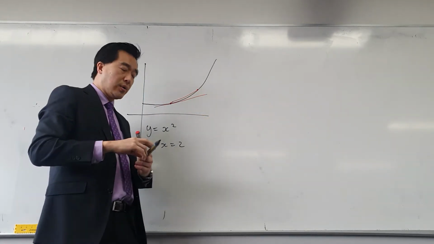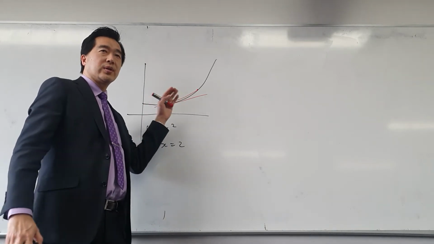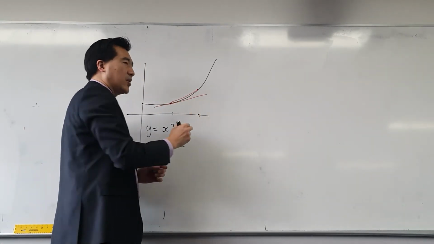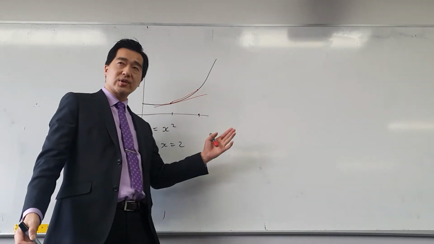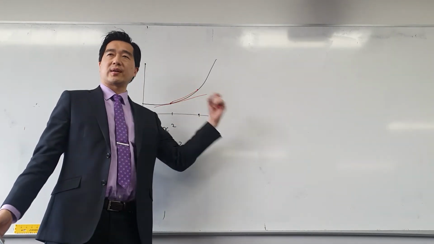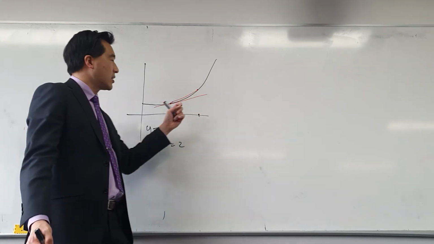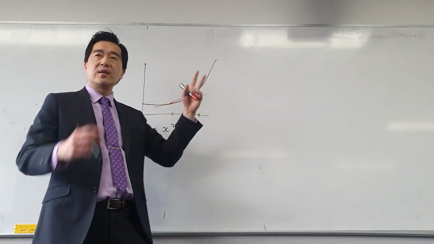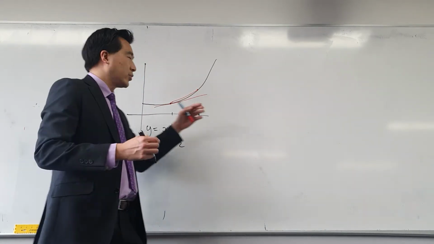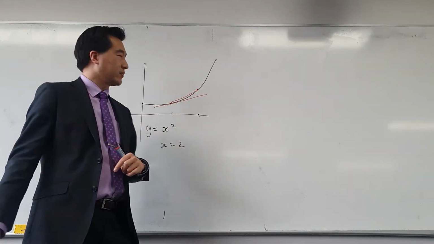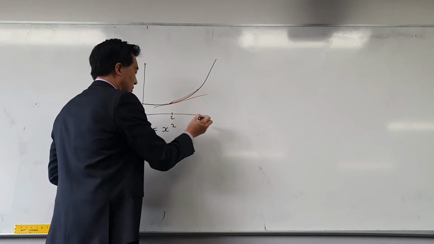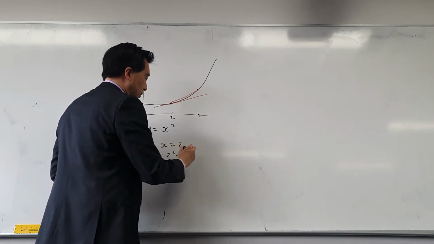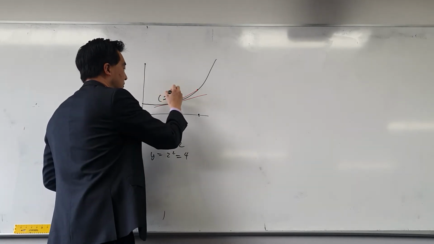What we can do though, is get the gradient between this first point and the second point, and then get a third point that's actually closer to the first point than the second one. And all we say is that the gradient of the first line and the second line is tending towards what the gradient would be at that particular point. So if this was x equals 2, then we get y equals 2 squared, which equals 4. So the first point there is (2, 4).